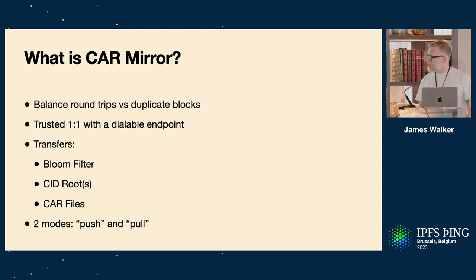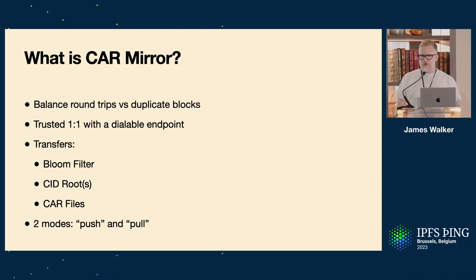And the last thing is CAR Mirror works in two modes. There's both a push and a pull mode. In our general operation, we have a user on a device who will want to pull in their latest data, sort of like a Git model. So pull in their latest data, make whatever updates, do whatever operations they want, and then push that back potentially.